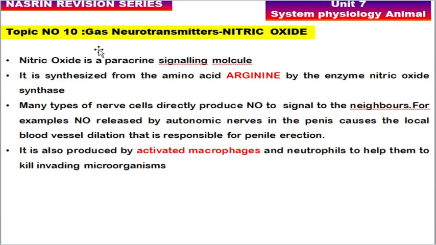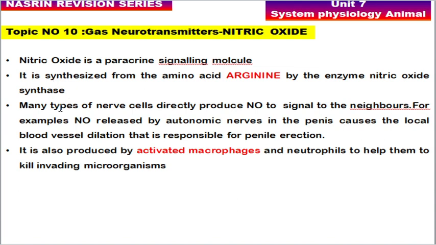Next, the important topic is gas neurotransmitters. Gas neurotransmitters are classified into two important types: nitric oxide and carbon monoxide, CO. First I'll tell you about nitric oxide. Nitric oxide is a paracrine signaling molecule, synthesized from the amino acid L-arginine, and the enzyme involved in producing nitric oxide is nitric oxide synthase.